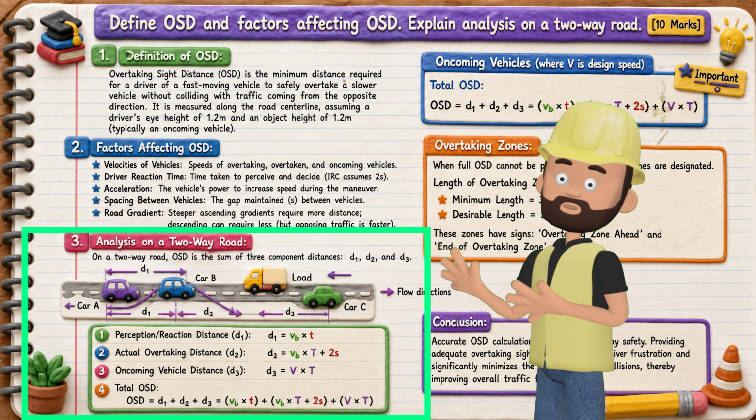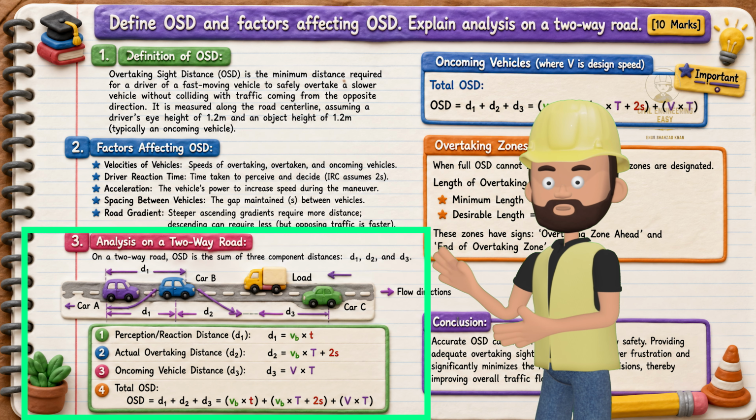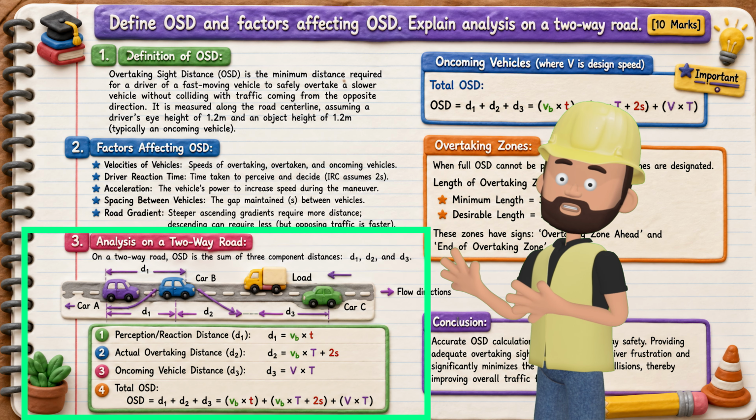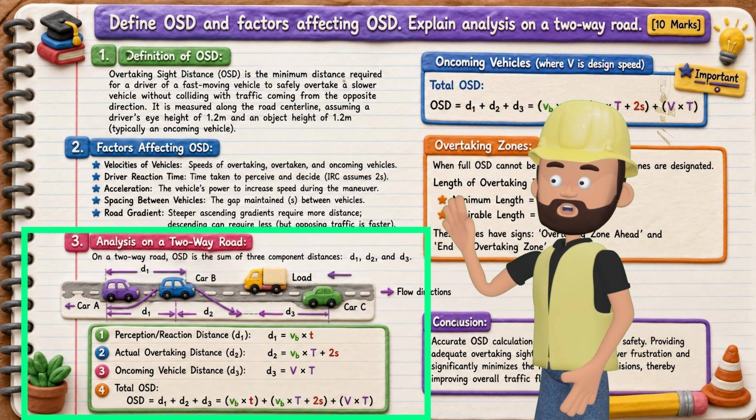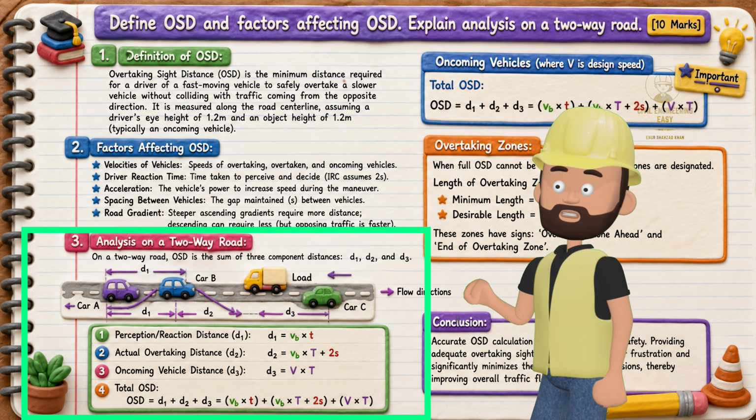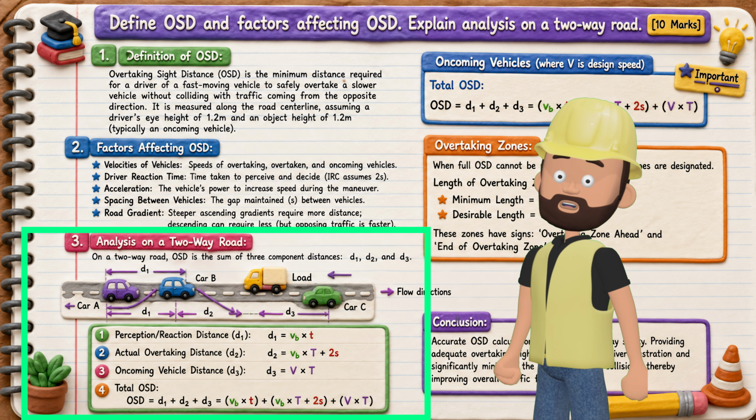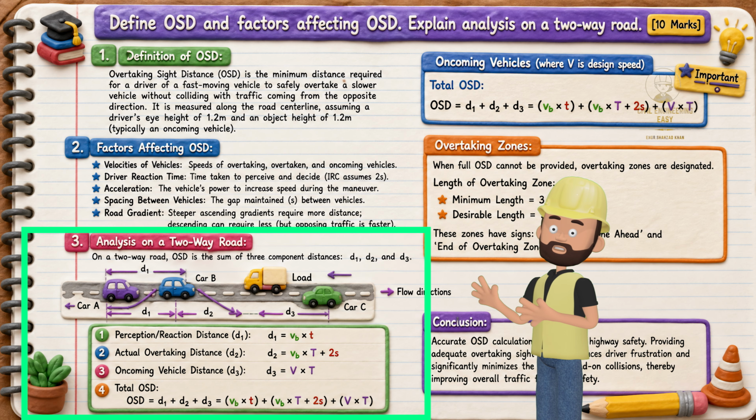Analysis on a two-way road. Now let's move to the main analysis. On a two-way road, the total overtaking sight distance is the sum of three component distances, D1, D2, and D3. Let's look at the diagram. We have car A, which is the overtaking vehicle, car B, the vehicle being overtaken, and car C, the oncoming vehicle. As car A moves from behind car B into the opposite lane and back, it covers these three distances in sequence, while car C approaches from the opposite direction.